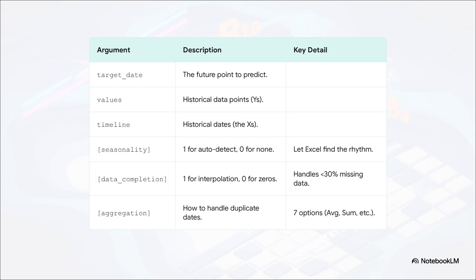That seasonality argument, you just set it to 1 and you're literally telling Excel, go find the rhythm for me. It's incredible. Then data completion. Got some missing data? No problem. As long as it's less than about 30%, this little setting tells Excel to intelligently fill in the blanks for you.